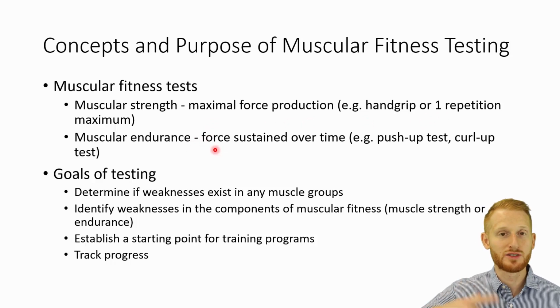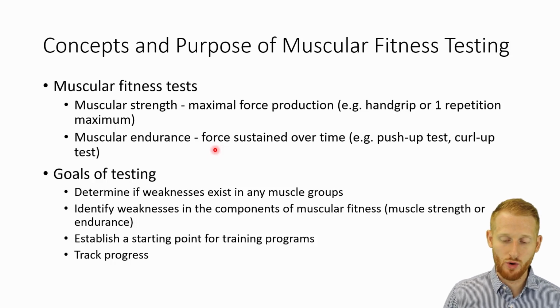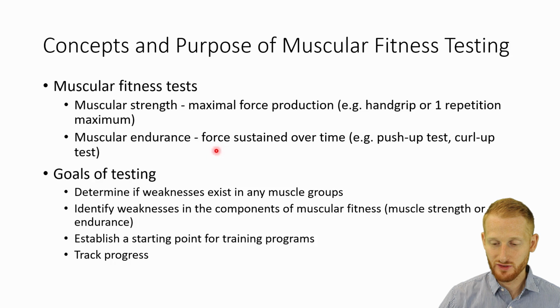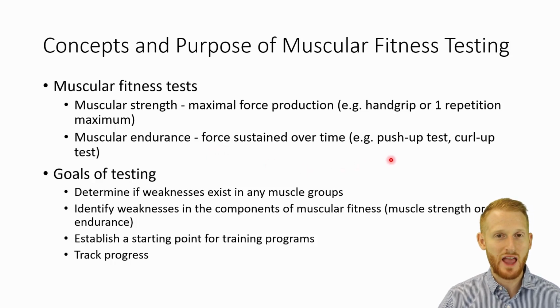So either repetitive contractions several times, so 15, 20, 30 times, or holding a single contraction for a very long time, think like a wall sit or a plank or something like that. So muscular fitness can be tested using push-up tests, curl-up tests, basically anything where you're capable of doing at least 15 to 20 repetitions or more. If you're not doing at least 15 repetitions, it's probably not a test of muscular endurance.